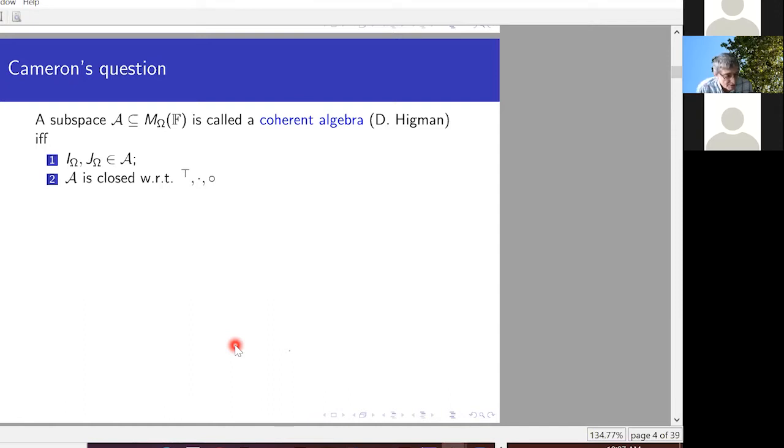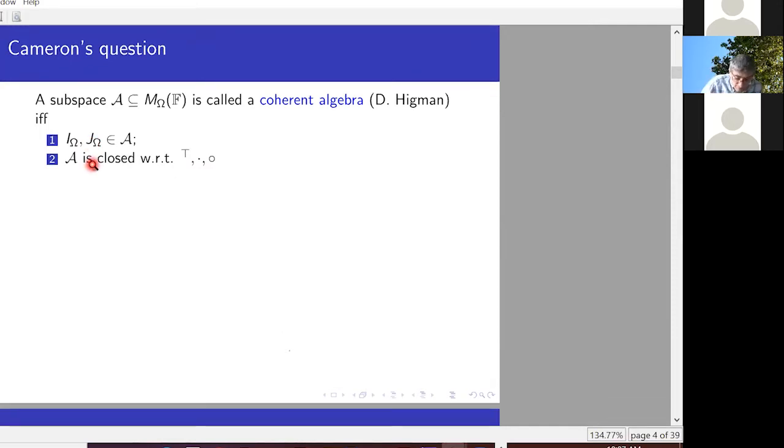Now, what is a coherent algebra? It has two binary operations, the Schur-Hadamard product and matrix product, one unary operation, transposition, and two constants, two units, one for matrix product and another for Schur-Hadamard product. So that's a coherent algebra.